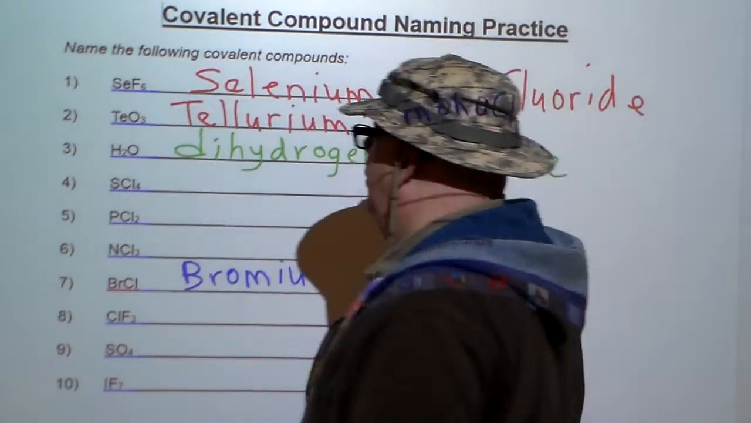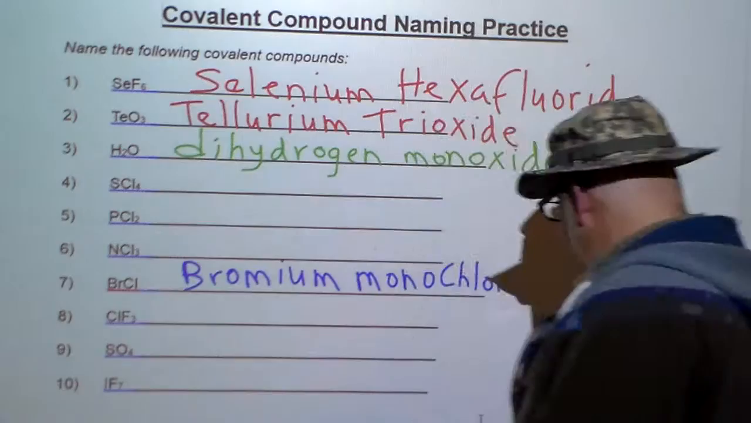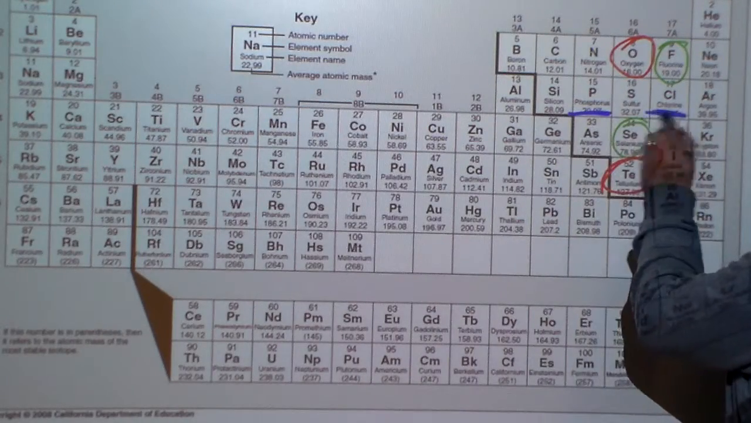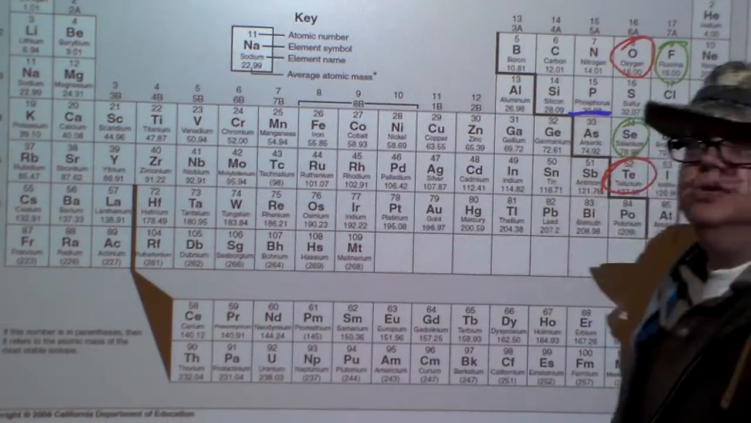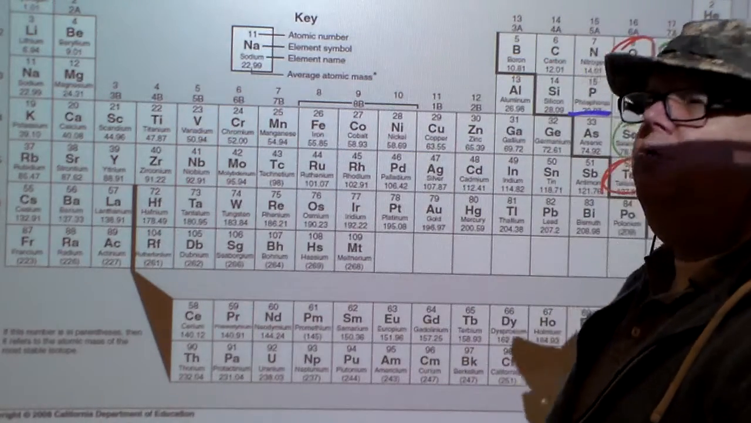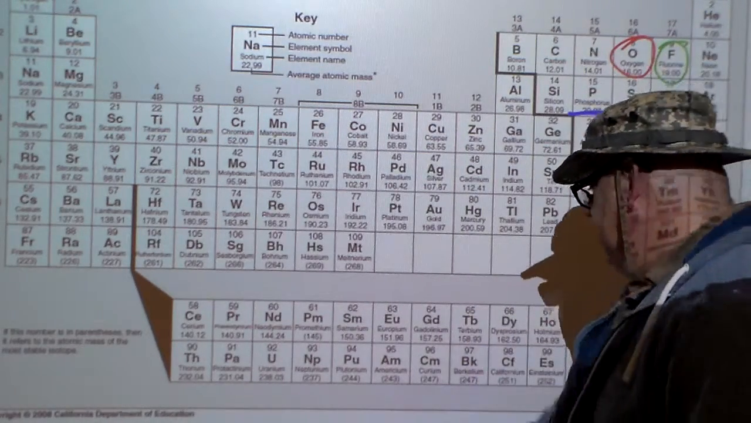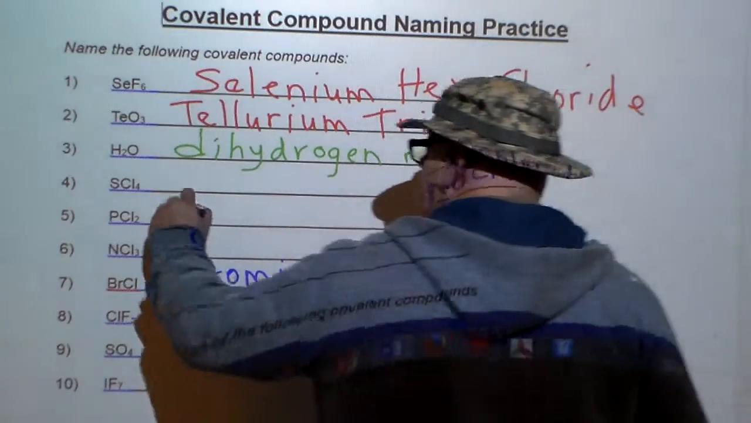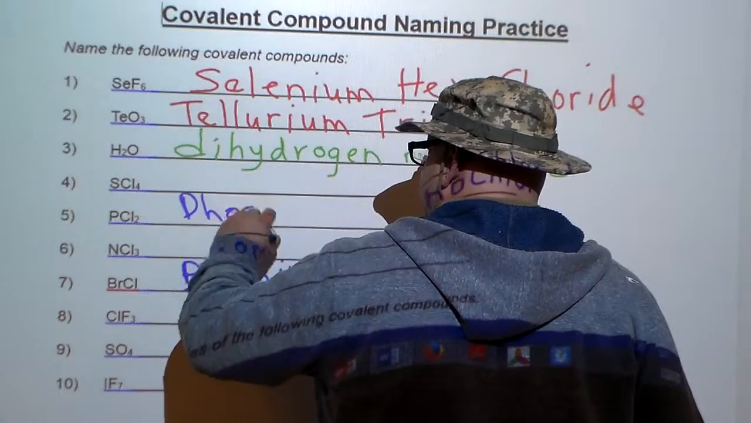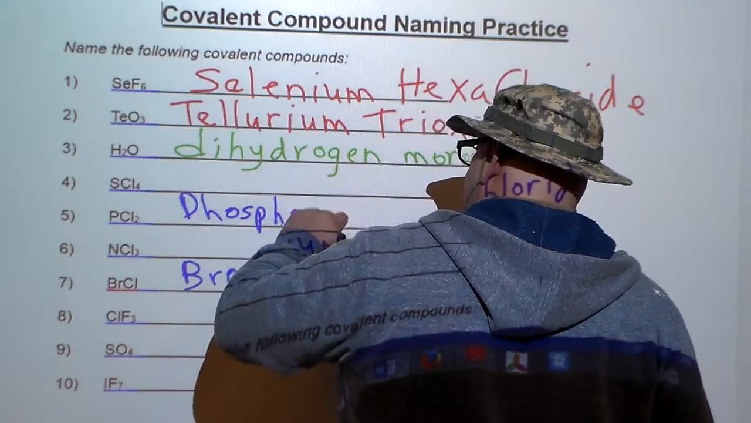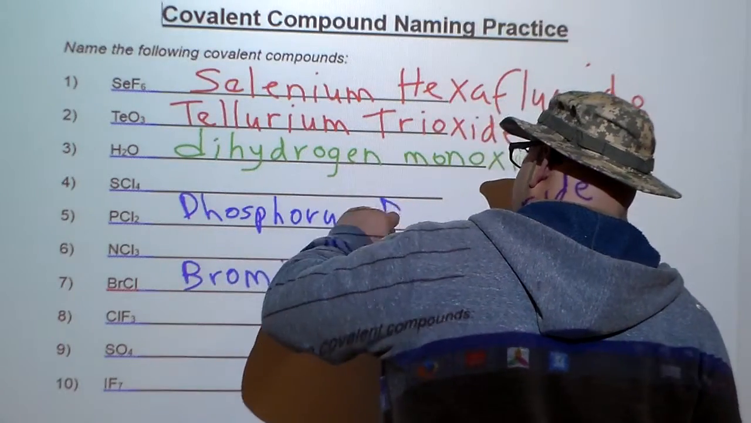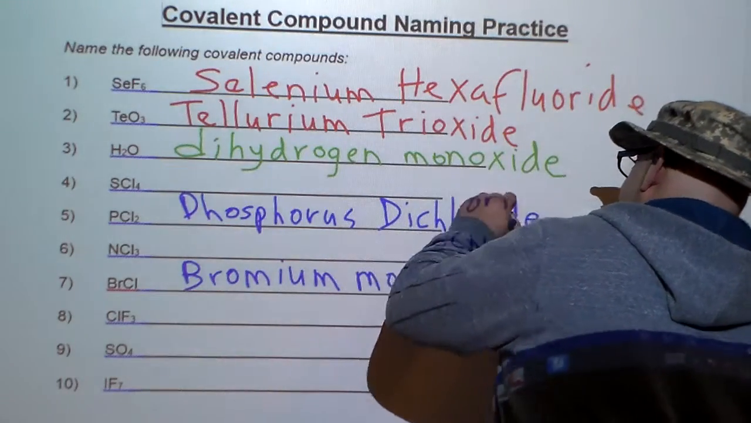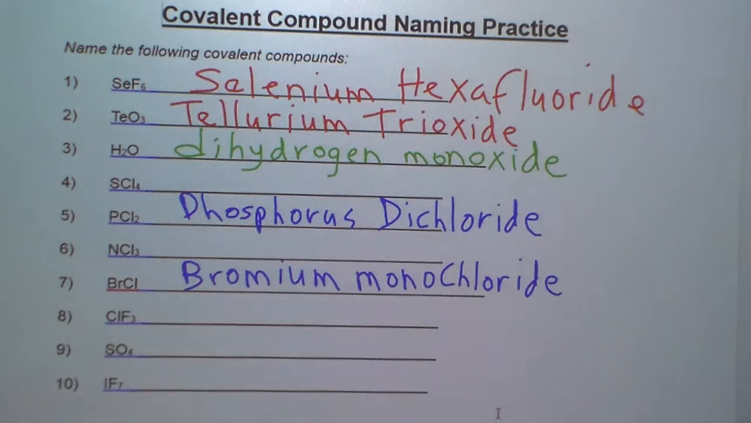Here, let's look at this one, P with the Cl2. Again, let's take a look. Where is our phosphorus? That's right here. And here's our Cl. If you notice, these elements are very close to each other. That's the covalent, okay? And that's when we have to use the numbering system like we have here. So that would be phosphorus dichloride.